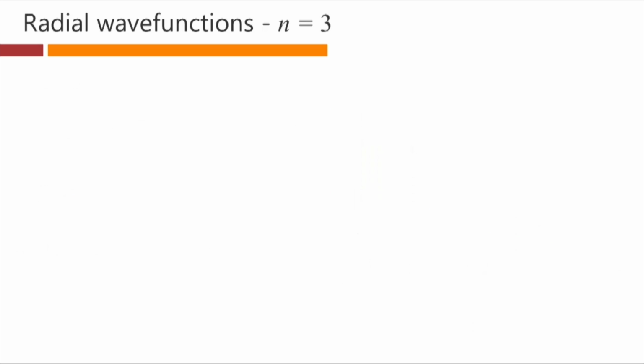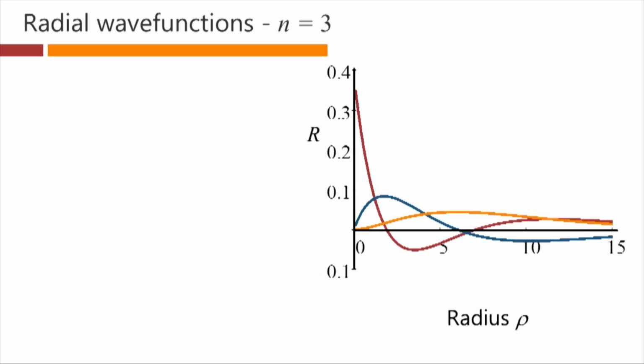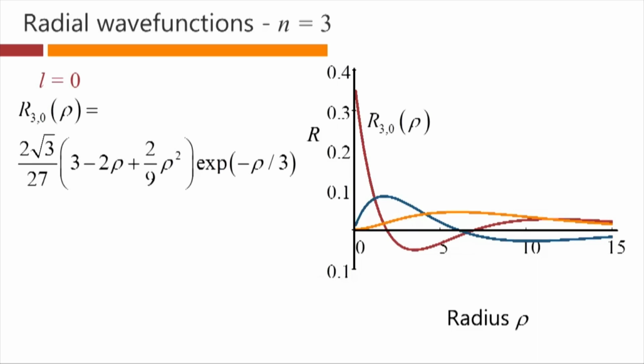For principal quantum number n equals 3, here are the various radial solutions. For L equals 0, the red solution, the function is this quadratic here times the exponential of minus rho over 3. So this is falling off even slower than the n equals 1 and n equals 2 states. And this quadratic here has got 2 zeros, so the red curve goes through the axis twice.